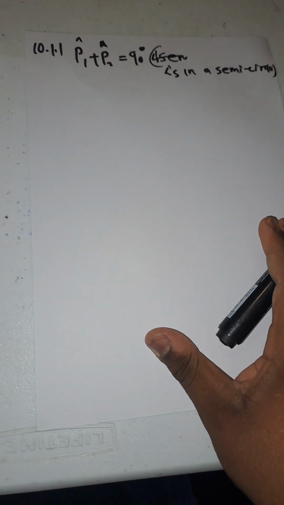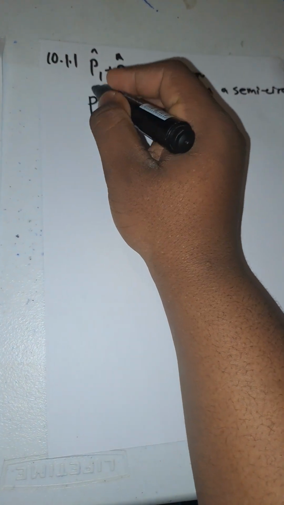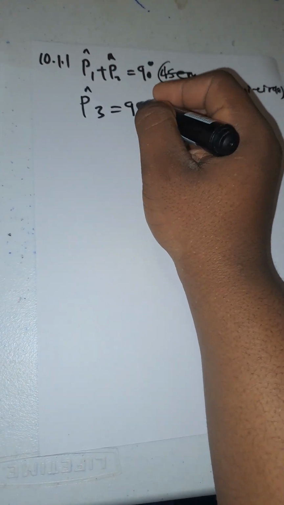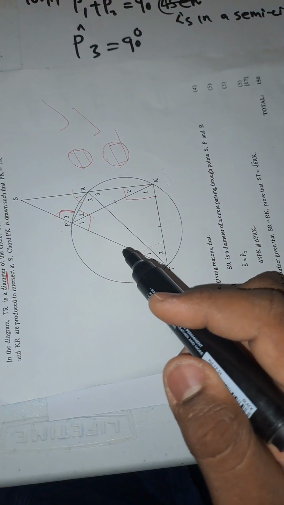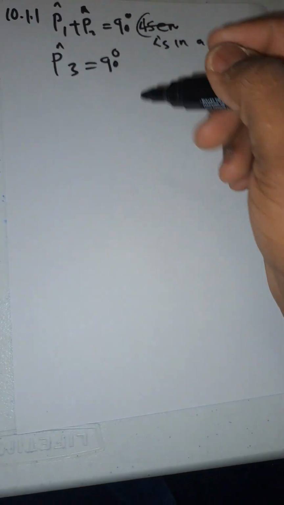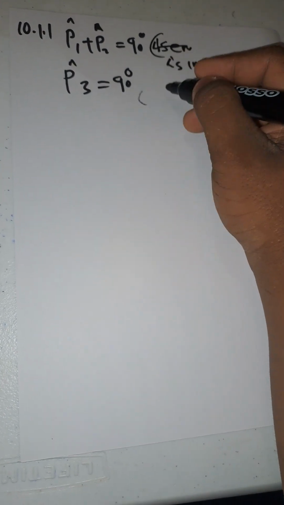You see, because it was the reason why that one is a diameter, you can see that angle P3 is equal to 90 degrees. But at the same time, besides saying exterior angle of a cyclic quad, I can also see angles on a straight line, because they add up to 180. P1 plus P2 is equal to 90, P3 is equal to 90. So 90 plus 90 is what? 180. So I'll choose what? Angles on a straight line.